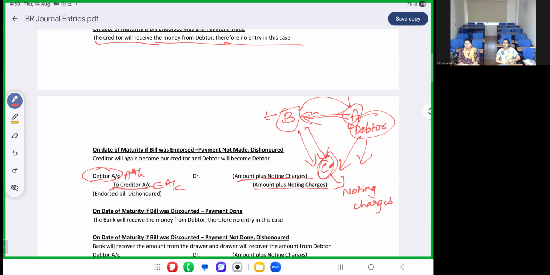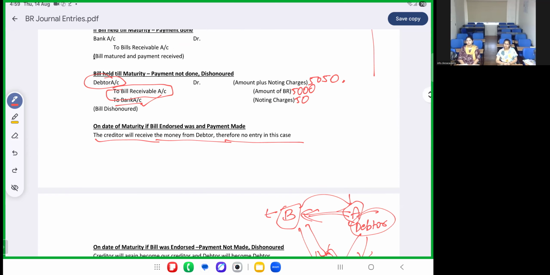Got it? Yes. The endorsement entry is what? Creditor account debit to bills receivable account is the endorsement entry. Now the endorsed bill is dishonored, so our creditor will become our creditor again. You can ask me why bills receivable is not coming here. Do you have that doubt? Yes. See, bills receivable we created when we drew the bill.